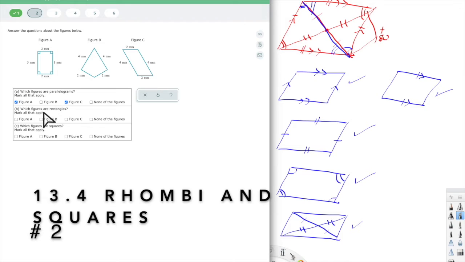If you notice, I can click more than one. I can see that there are these little square features, which means I can click more than one. If they were circles, that would mean I would click a single one. All right, so which figures are rectangles?